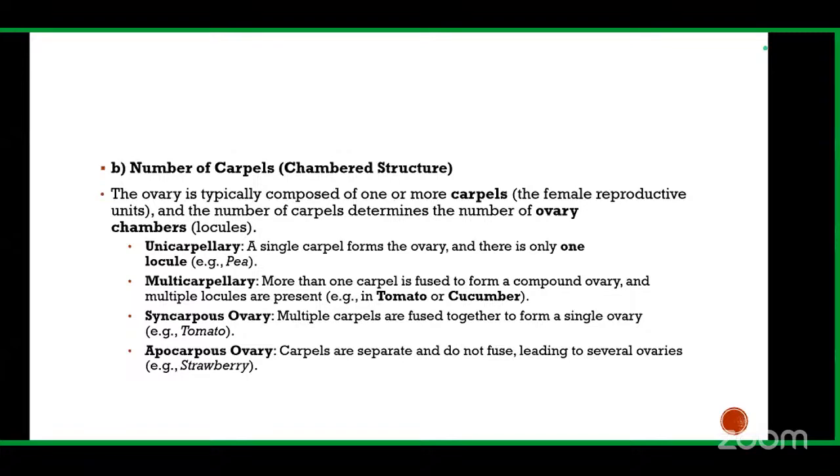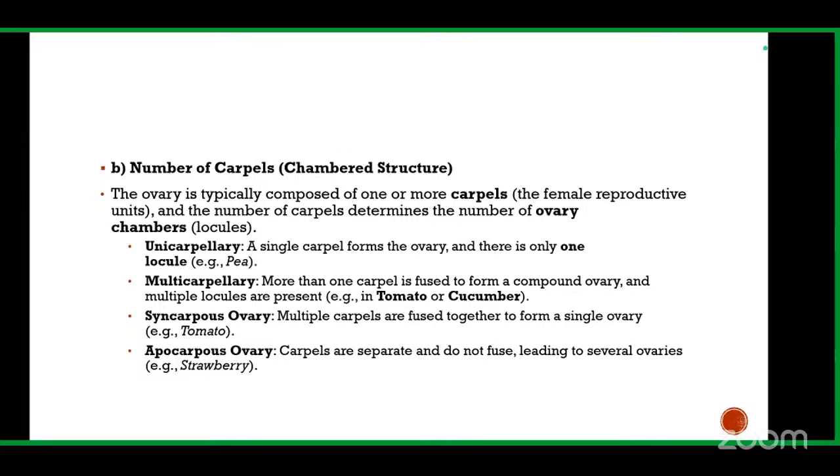Next, the number of carpels. The ovary is typically composed of one or more carpels, the female reproductive unit, and the number of carpels determines the number of ovary chambers, or locules. That means the number of carpels will decide the number of chambers of the ovary. Unicarpellary means only a single carpel forms the ovary, and there is only one locule, for example pea. Multicarpellary means more than one carpel is fused to form a compound ovary, and multiple locules are present, for example tomato or cucumber.